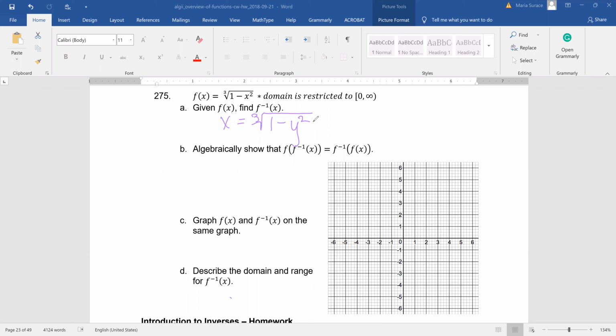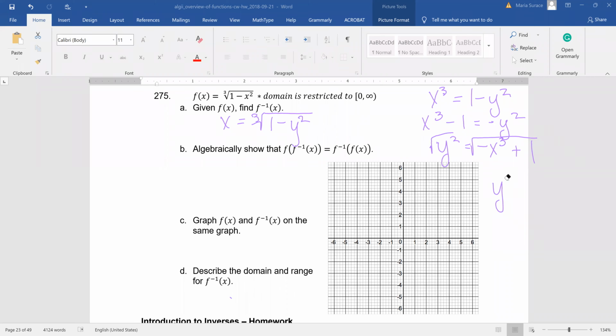So the first thing I'm going to do is cube both sides. x cubed equals 1 minus y squared. Now I'm going to subtract 1 from both sides. So x cubed minus 1 equals negative y squared. I'm going to divide both sides by negative because I want this y squared to be positive. So I'm going to get y squared equals negative x cubed plus 1. And now I have to get rid of the square, so take the square root of both sides.